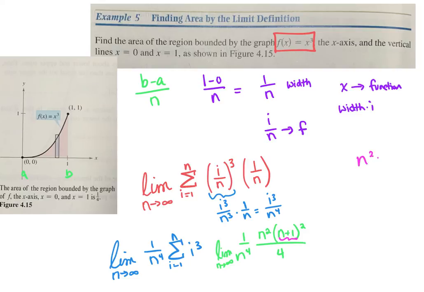So that's going to be n squared plus 2n plus 1, right? Multiplied by n squared. Distribute that through. N to the 4th plus 2n cubed plus n squared over, and these two just multiply, 4n squared. All right?